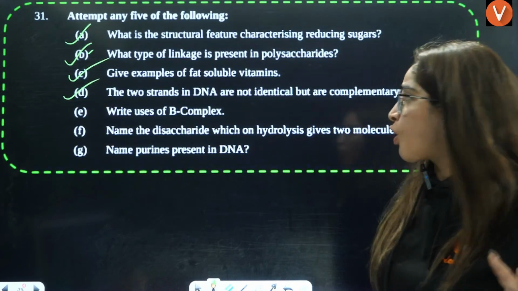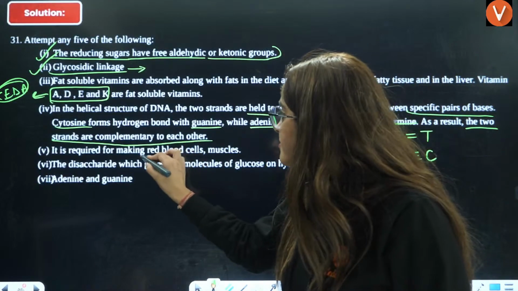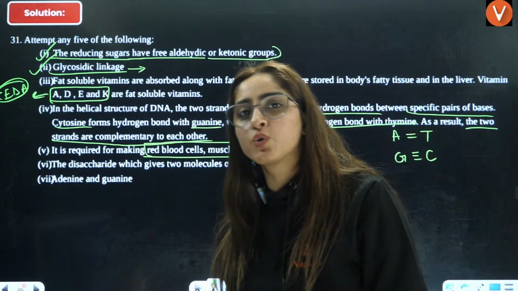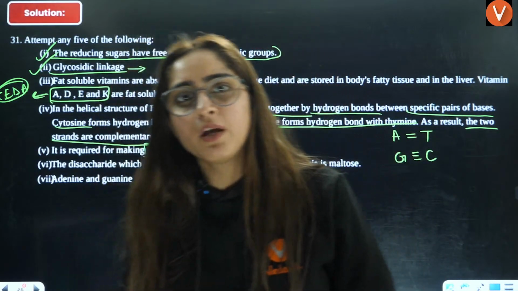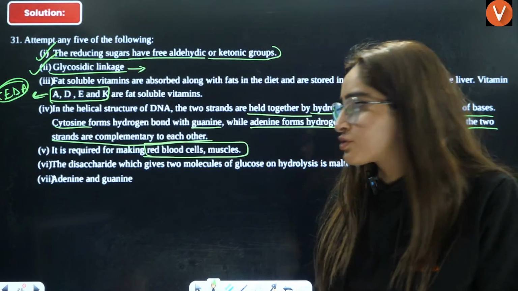What are the uses of B complex? Right? It is required for making red blood cells and muscles. Okay? Definitely vitamin B deficiency, I have that, right? That's why I'm facing a lot of issues in life.